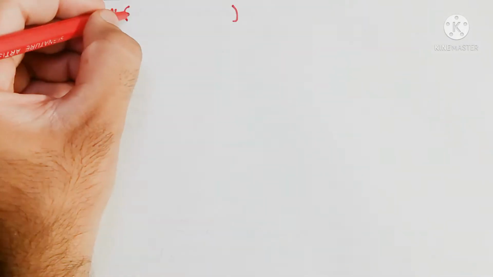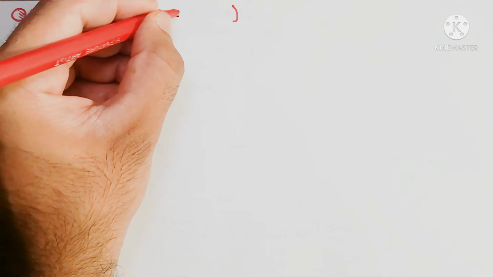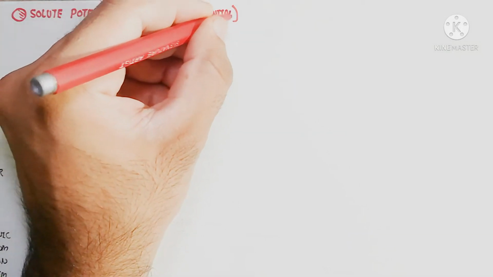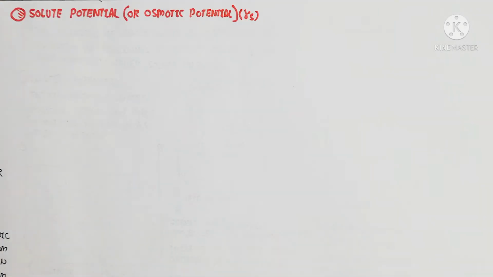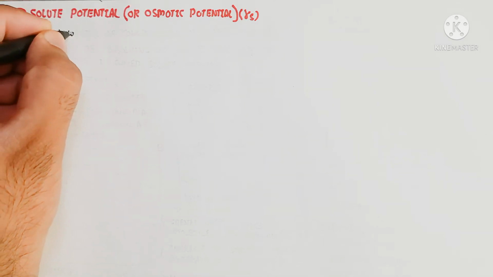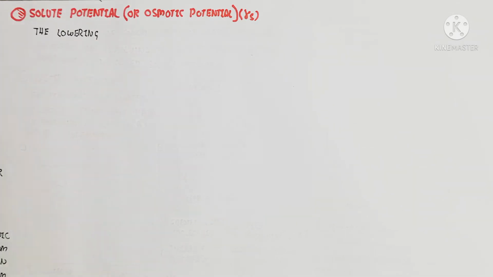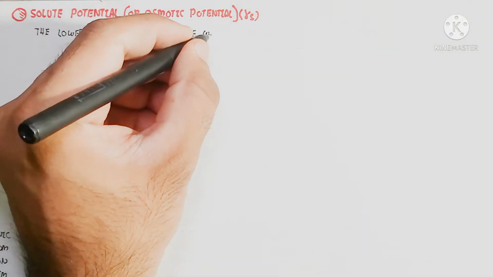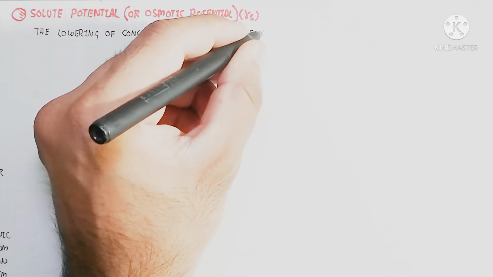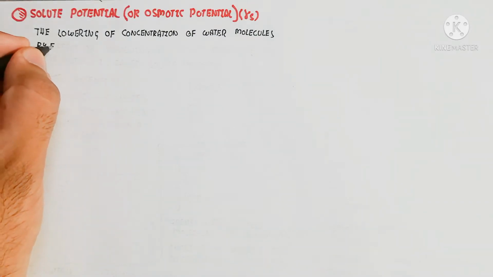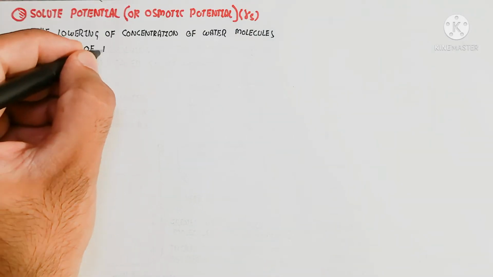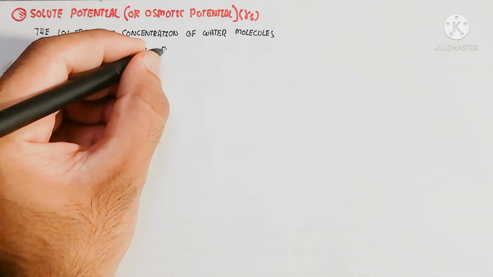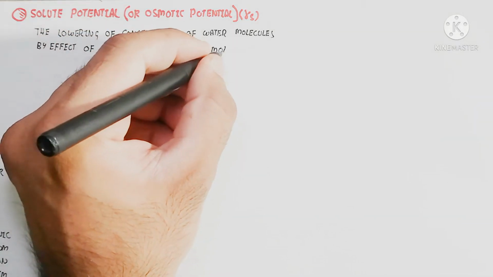So let's begin to understand solute potential. What is solute potential and what is a solute? A solute is the lesser amount in a solution, while the higher amount in the solution is known as the solvent. For example, water is the solvent. So the lowering of concentration of water molecules by the effect of dissolving solute molecules in pure water is called solute potential.